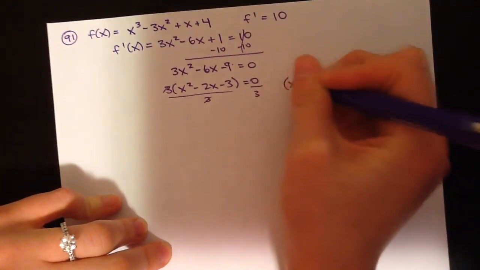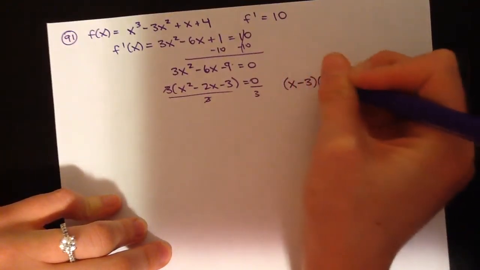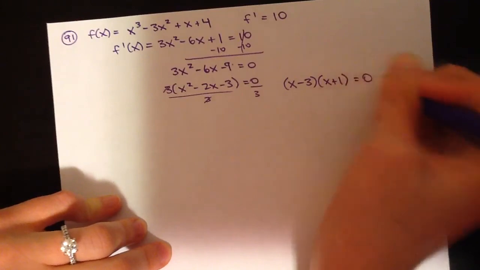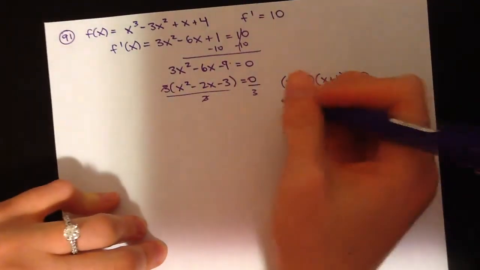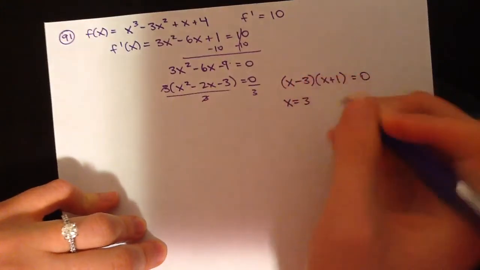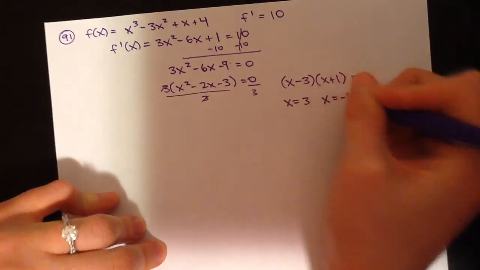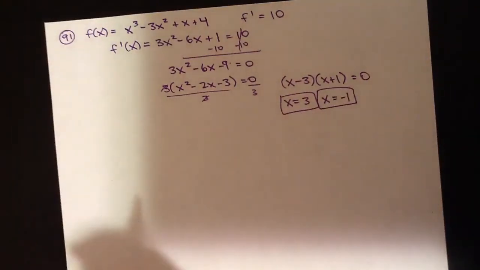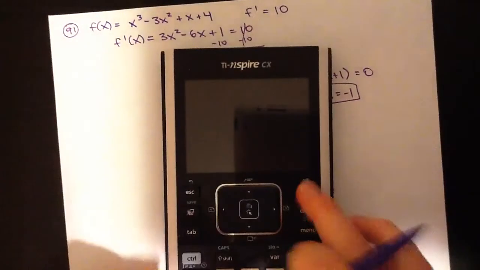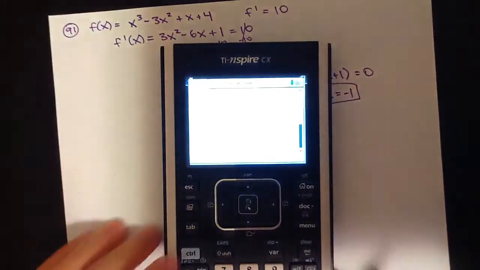So this factors to x minus 3, x plus 1, and that is set equal to 0. So when I set those both equal to 0, x minus 3 gives me a 3, x plus 1 gives me a negative 1. So let me just show you what that looks like on a graph. So if I plug that function into my calculator, supposedly at those two values I've got a slope of 10.